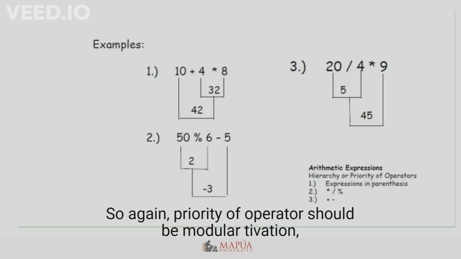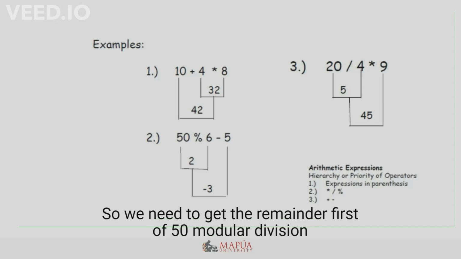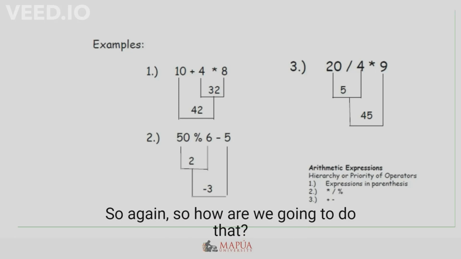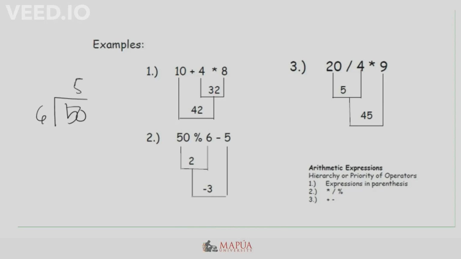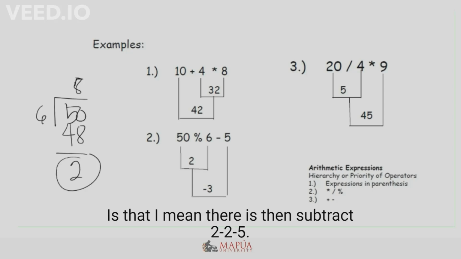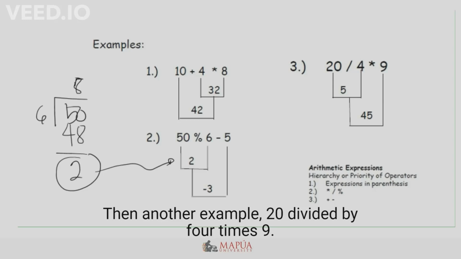Next, modulus division and minus. Again, the priority of operator should be modulus division, followed by minus. So we need to get the remainder first of 50 modulus division of 6. How are we going to do that? 50 divided by 6 is 8, and 8 times 6 is 48. 50 minus 48 is 2. So the remainder is 2. Then subtract 2 from 5. So that's negative 3.